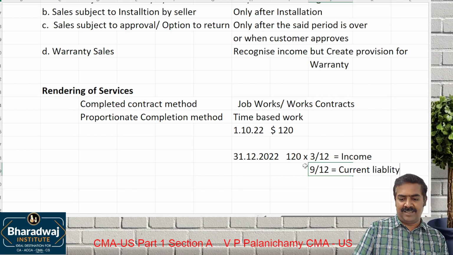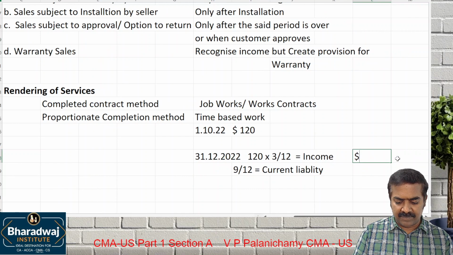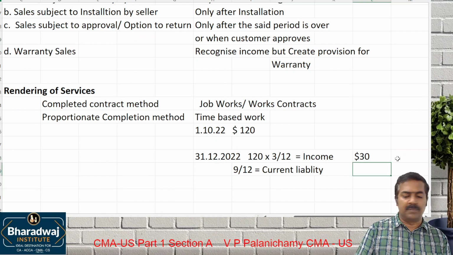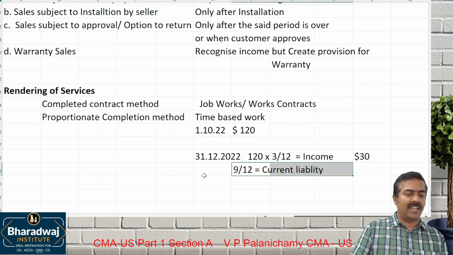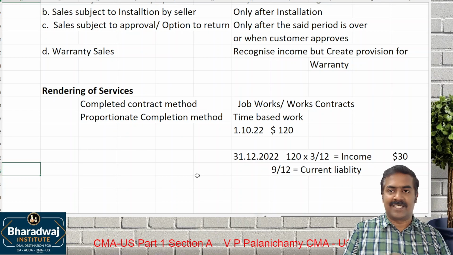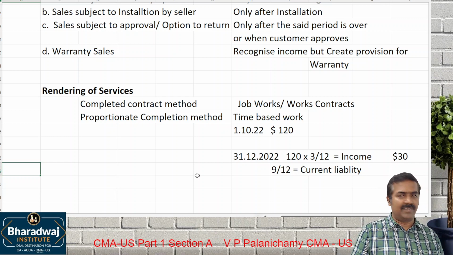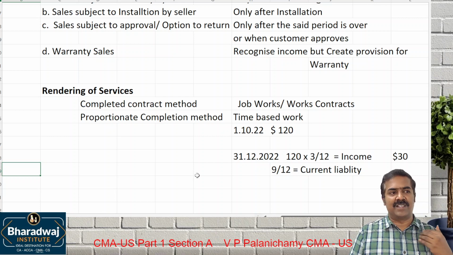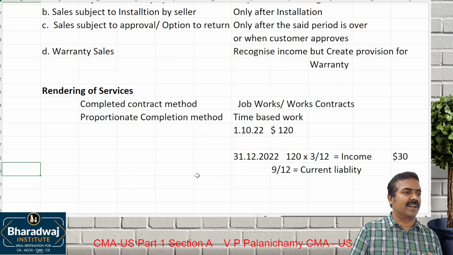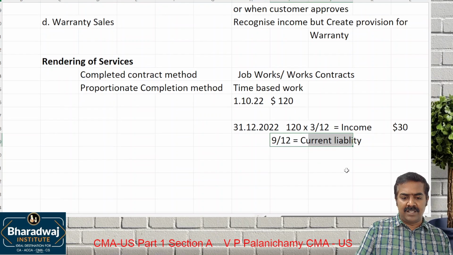Why? How many dollars did you get? $120. Services are rendered for 3 months, which means how many dollars income can you record? $30 income you can record now. For the remaining 9 months, have you rendered services by 31/12? Whether services are complete or pending? Pending. 9 more months of services are pending. So when the services are pending and you take money from the customer, that is called an advance receipt from a customer. That will be taken as a current liability. It's a very famous IMA question.